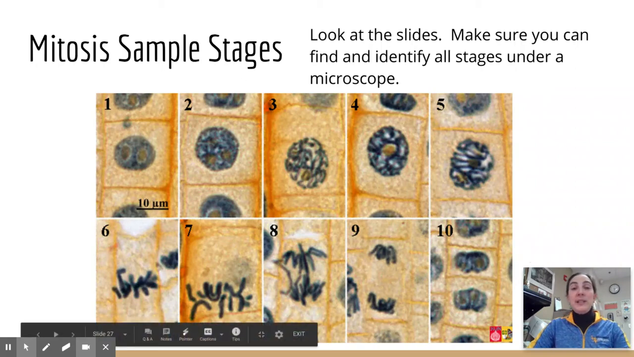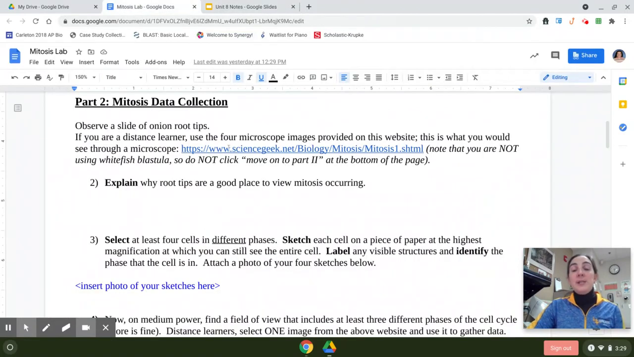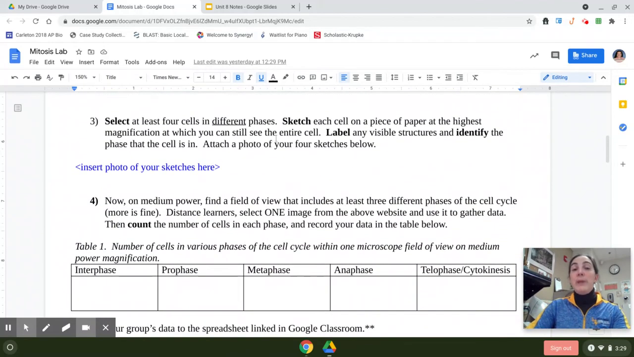So as you collect data, you will be looking at some pictures on this website if you are at home. This has 4 different pictures that are very similar to what you would see if you looked through a microscope in class. Use those to practice identifying these phases, and also use one of those to make some sketches.